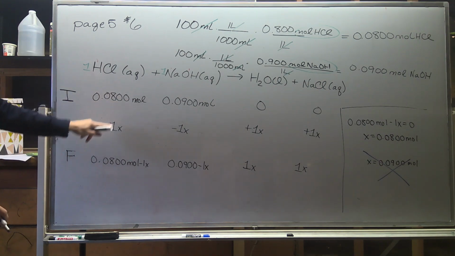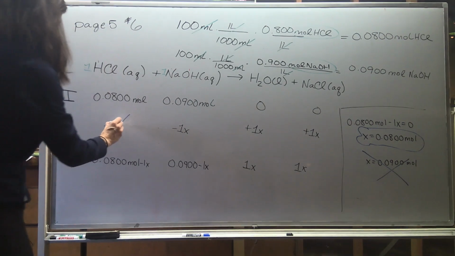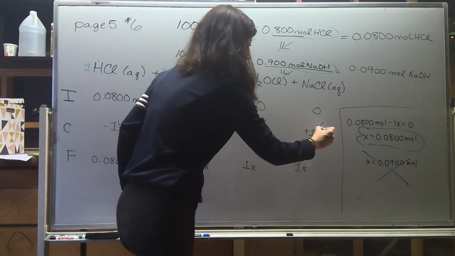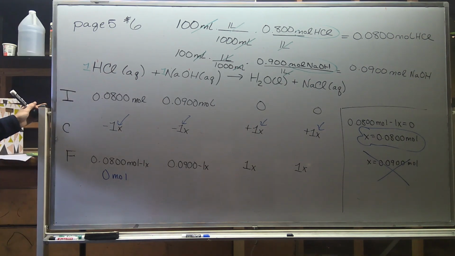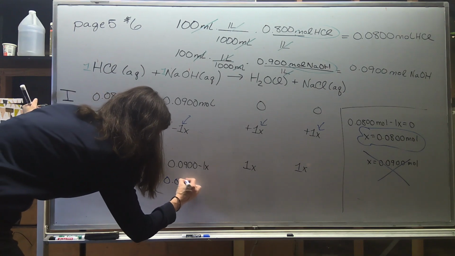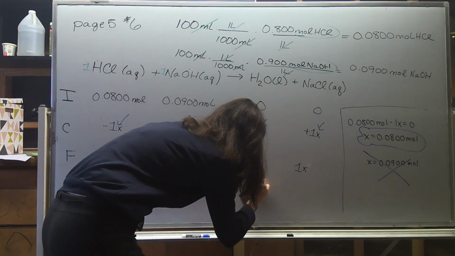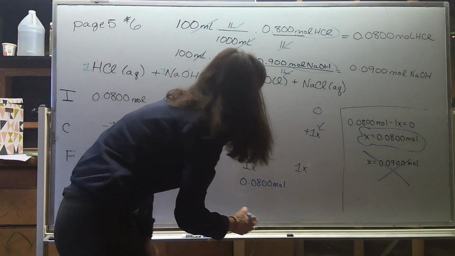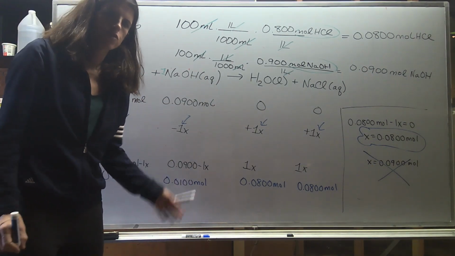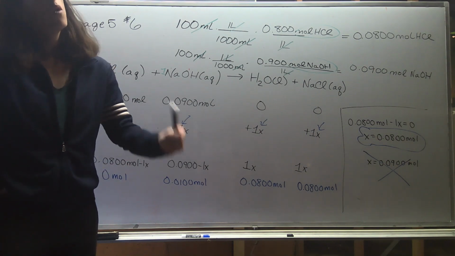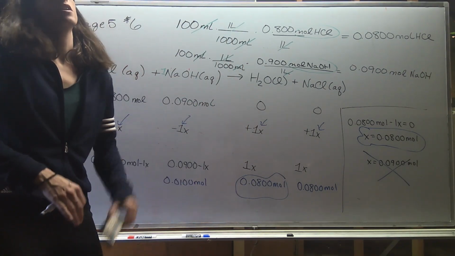So 0.0800 minus 0.0800, because I'm plugging this value into here, into here, into here, into here. So my actual values after plugging it in: 0 moles of hydrochloric acid is my limiting reactant. 0.0100 moles of sodium hydroxide, that's my excess reactant. And then 0.0800 moles of water and 0.0800 moles of sodium chloride. The value that's important to us, remember the problem, they prompted us on those units. So they want per mole of water formed. So this is the value that we had to do all this work just to get, to put into our third step.